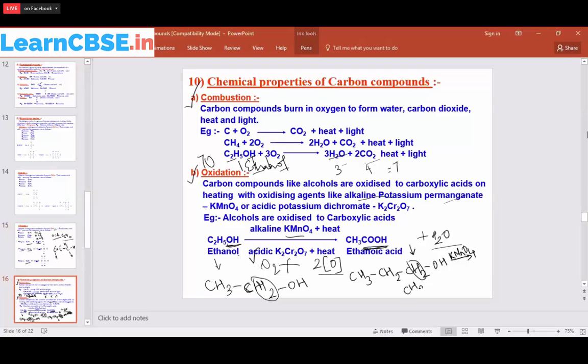So it becomes CH3, CH2, then COOH. So the acid group is present and 1, 2, 3, there are three carbon atoms present. So the name of the acid is propanoic acid. Propanoic acid. So when we are doing the oxidation, the alcohols will be converted into carboxylic acid.